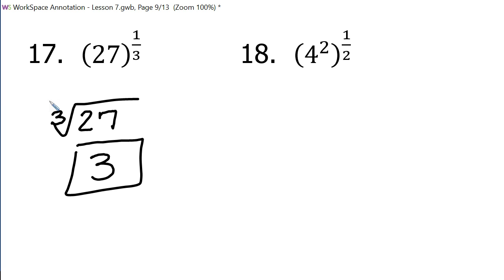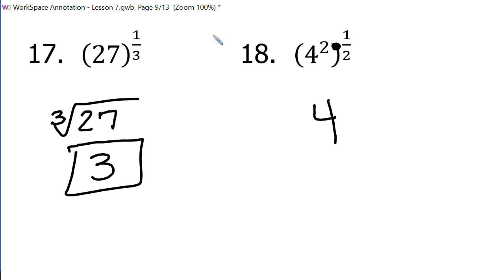3. Number 18, inside the parentheses is 4 squared. 4 squared is being raised to the 1/2 power. What is this called when you have an exponent outside the parentheses? Power to a power. So if it's power to a power, what do I do with those exponents? Multiply them. So keep the base the same. So keep the 4. And we need to multiply 2 times 1/2.